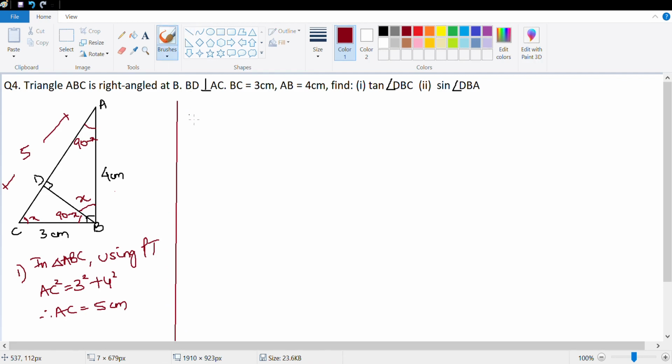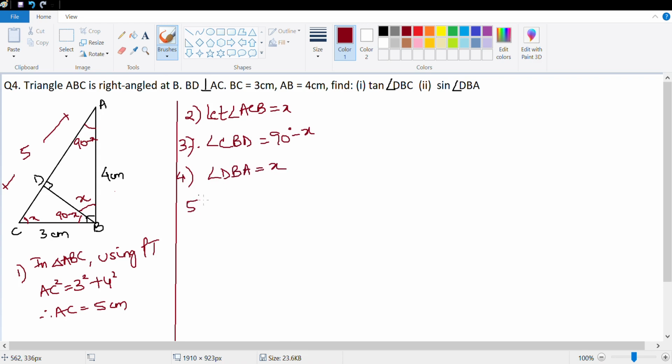Next, we have assumed that one angle is x. So let angle ACB be equal to x. Therefore, angle CBD is equal to 90 degree minus x. Angle DBA is equal to x, and angle CAB is equal to 90 degree minus x.